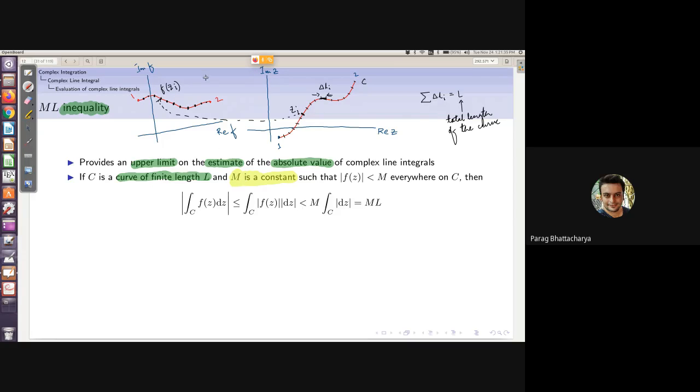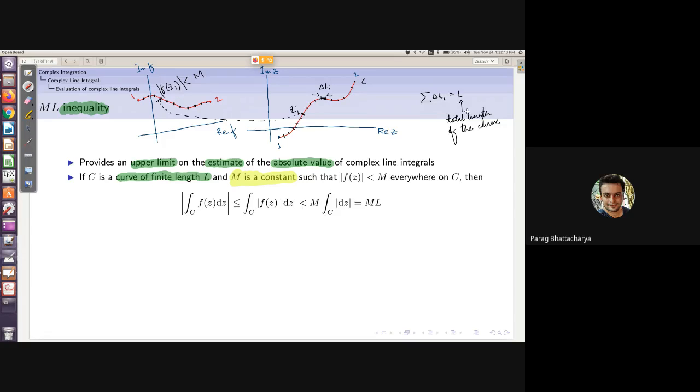So what is this capital M? We say that the value of the function at each and every point on the curve, if I take the magnitude of it, you find the value of the function over here and then find the magnitude. If the magnitude of the function is less than one constant M, then this constant M is the limit that the magnitude of the function can take anywhere here.